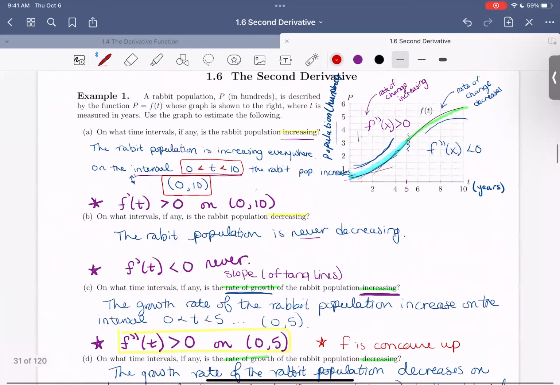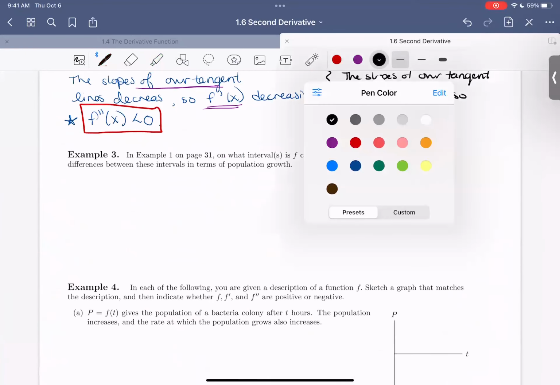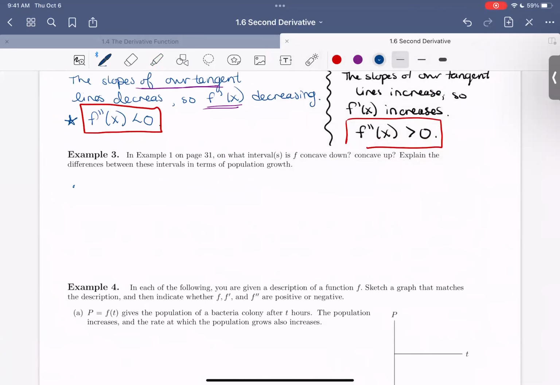Okay, so let's write that in for example 3. So we have here, first of all, that f is concave up on the interval from 0 to 5 years. And f is concave down on the interval from 5 to 10 years.